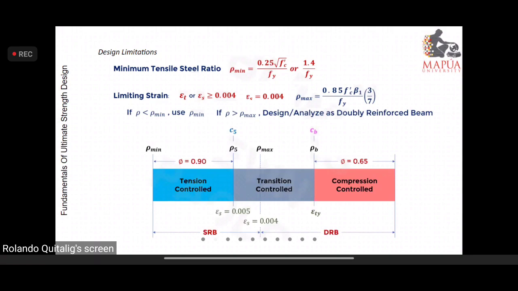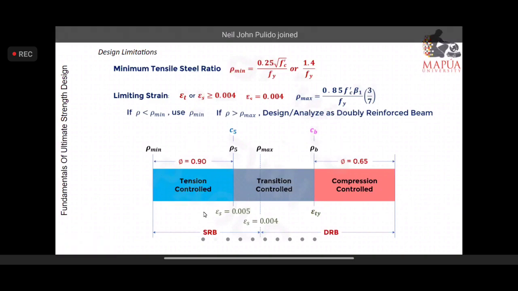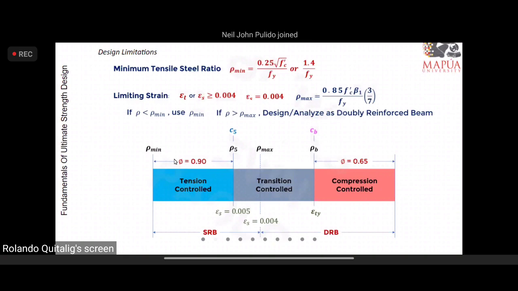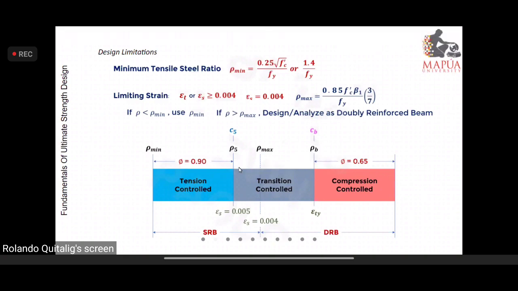Lagay lang natin sa perspective yung tension control, transition control, at saka compression control. Dinaliktad ko lang yan. Nandito yung kanina. So this is 0.9. This is 0.65. Alam niya na, ito yung range. 0.65 to 0.9. So this will be the minimum, the balance, and the maximum. Okay, pag ang kinumpute mo, siyempre we aim to design in the tension control kasi hindi abrupt yung collapse dito.